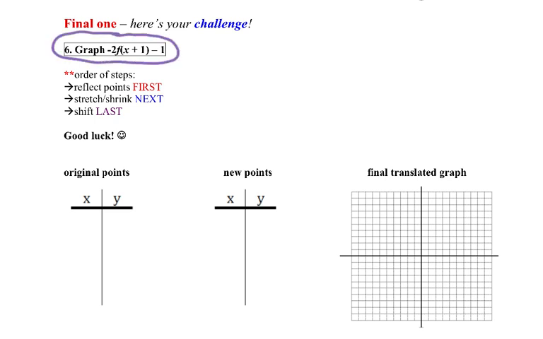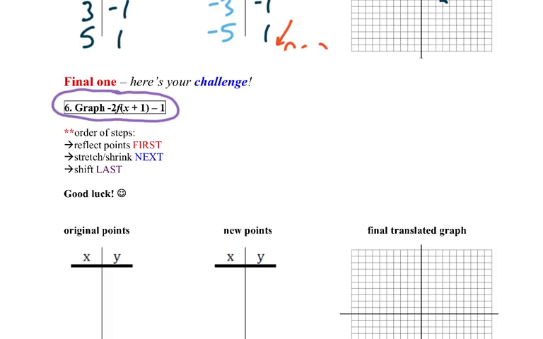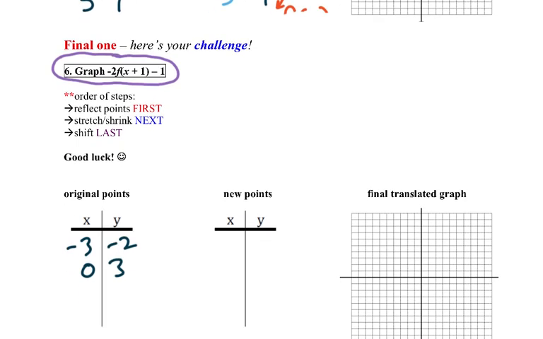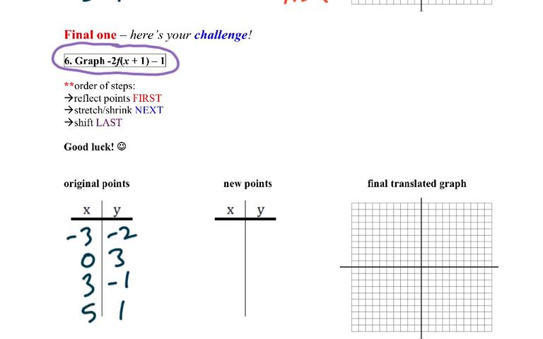All right, in the meantime, I'm going to write in my original points: -3, -2, 0, 3, 3, -1, and 5, 1. Okay. Now, believe it or not, there are 4 transformations happening in number 6.